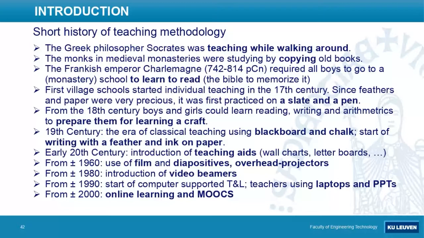It was only in the 17th century that village schools started, and they were using slates and pens for writing, because paper and feathers were very expensive. It took until the 18th century that boys and girls could learn reading, writing, and arithmetic to prepare them for learning a craft. Then in the 19th century, blackboard and chalk and writing with feather and ink on paper became quite normal. But be aware that I used a slate and pen in the early 1950s in primary school, so it was not banned at all.